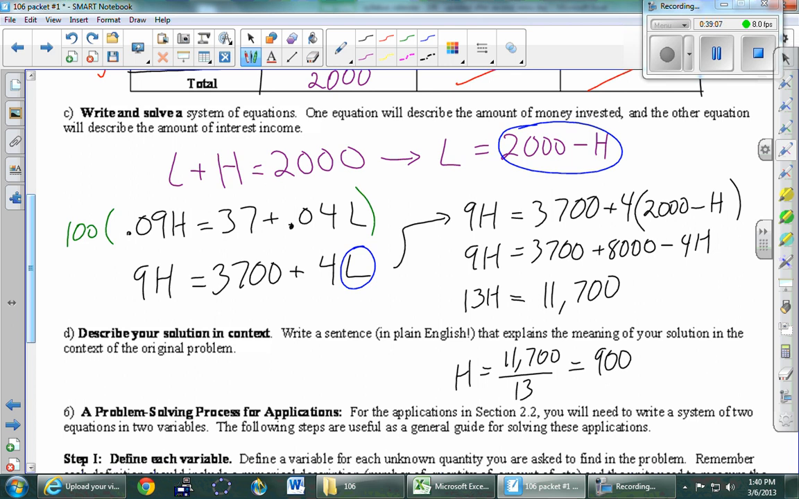Okay, so we've got 900 for H. What do we still need to find? L. Best place to go is the equation that says L equals. So there it is, L equals. So just plug your 900 for H right there. Any questions on the process? It's a lot of steps.